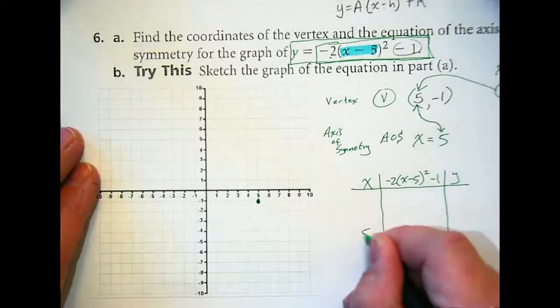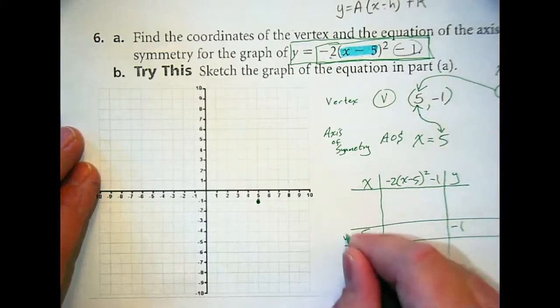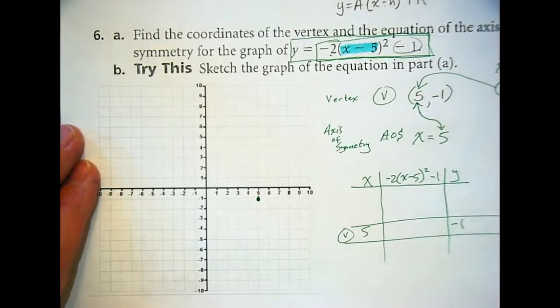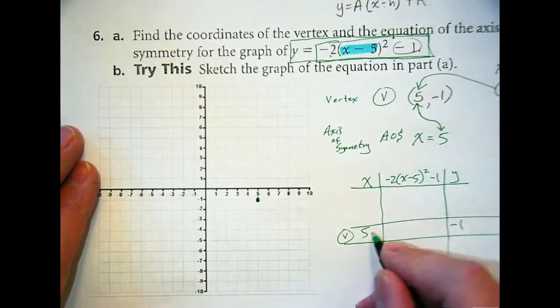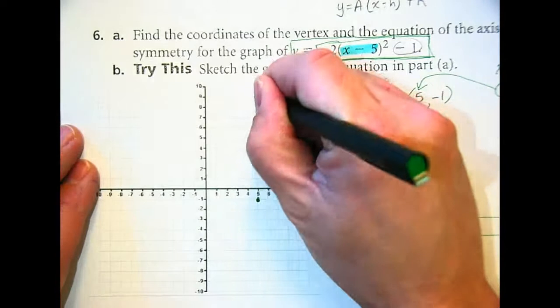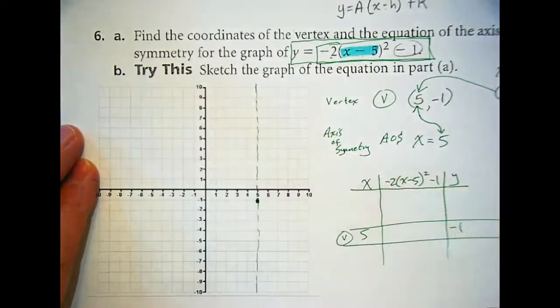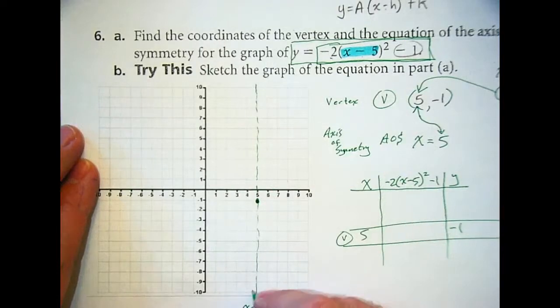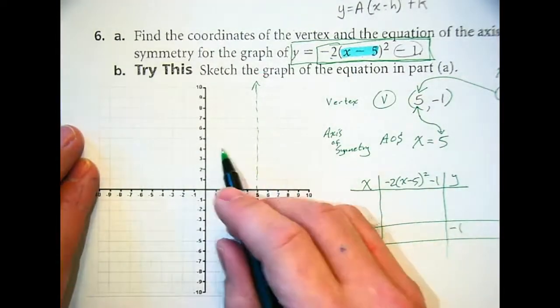I always put my vertex in the middle and put a V by it. I'm not going to show any work because I already know it's there. But I want to at least pick some other values. And remember, since that's my vertex, this line right here at x equaling 5 is my axis of symmetry. Everything's going to reflect. So if I can just find 2 more points on one of my sides, then I can just reflect them over. So really I only have to calculate 2 points.